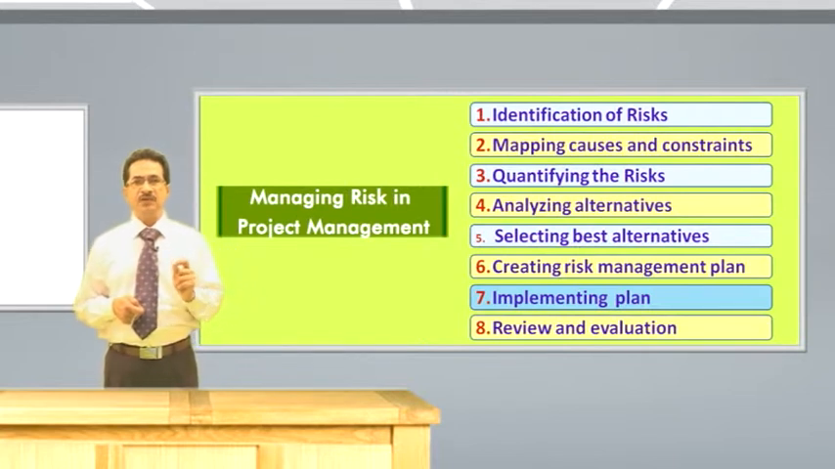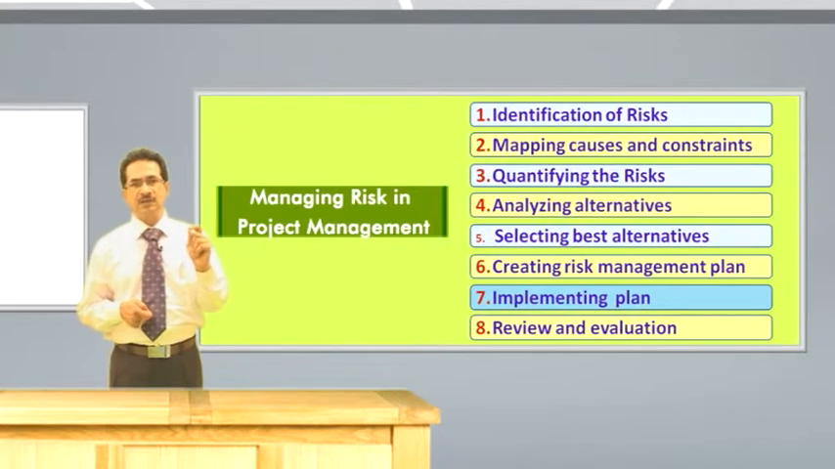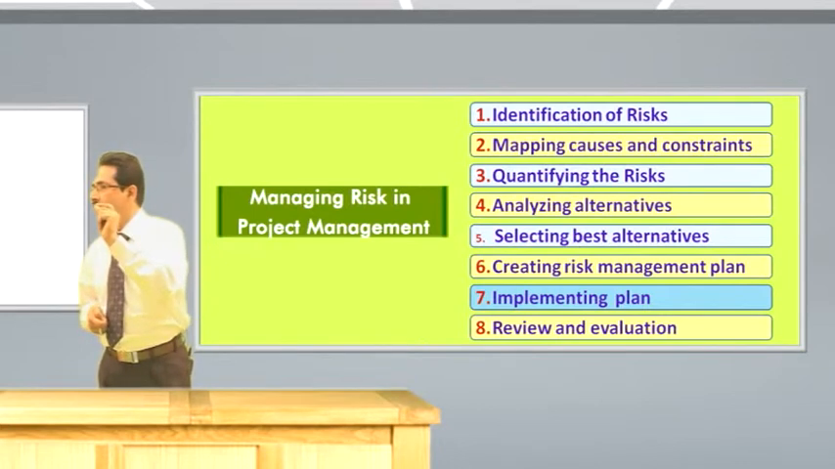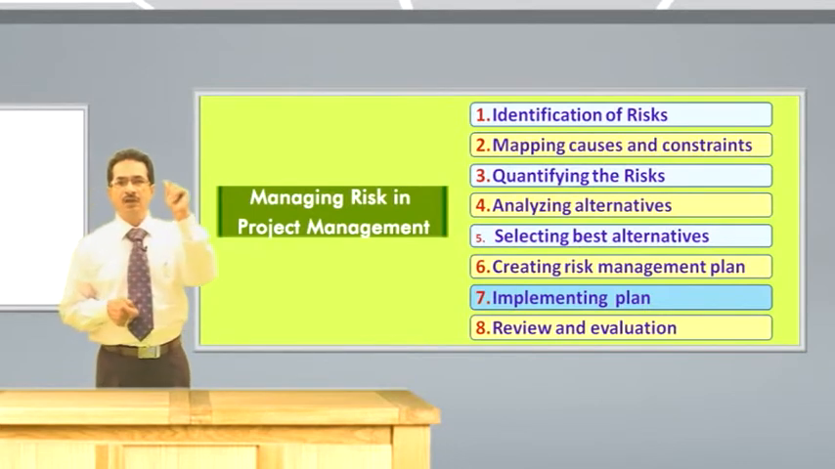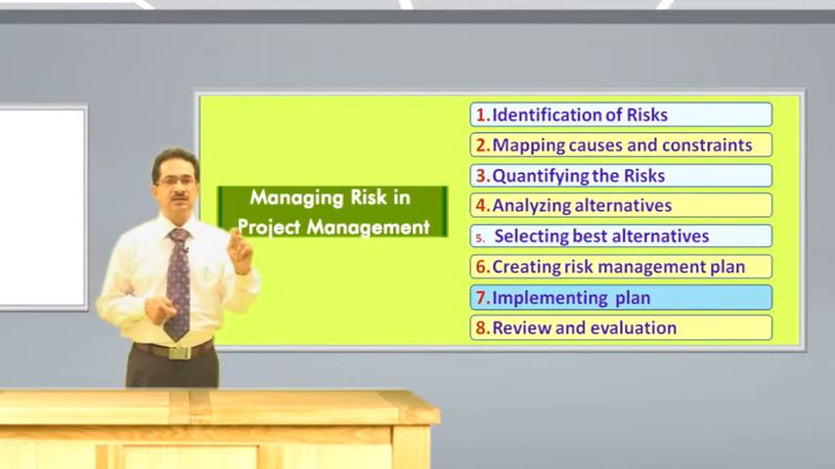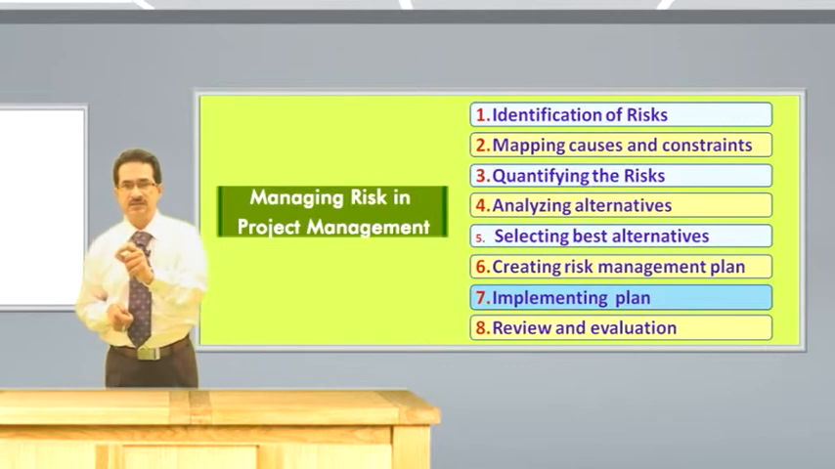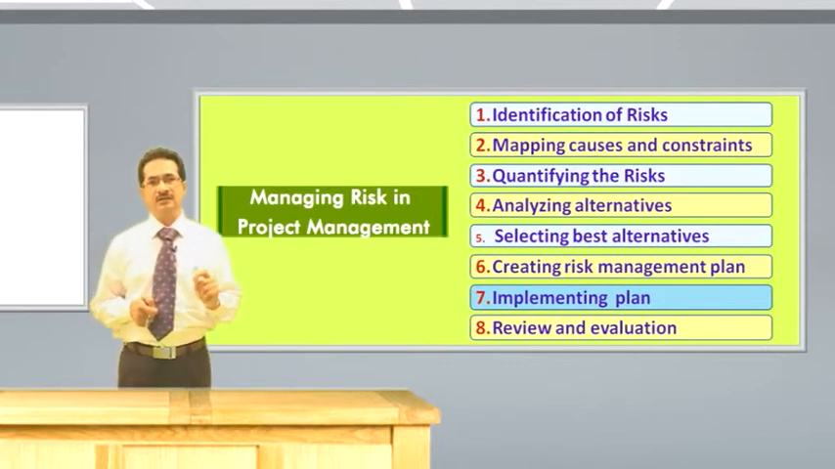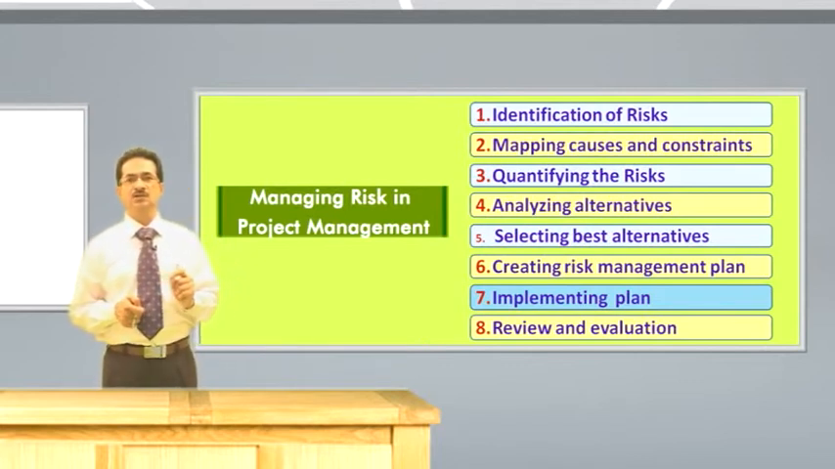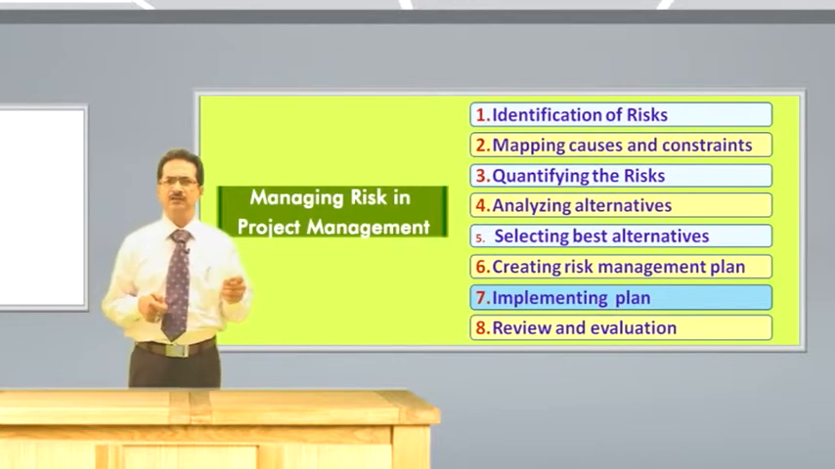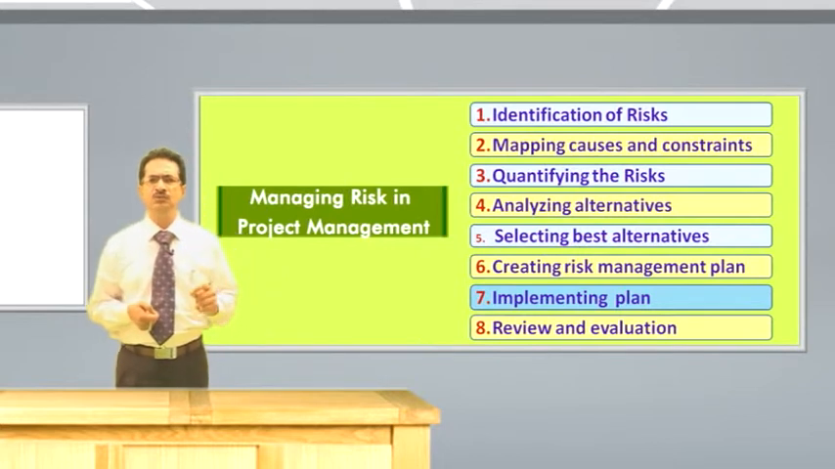The fifth step is selecting the best alternative, and here 2 things have to be kept in mind: feasibilities relating to finance, and feasibilities relating to production, feasibilities relating to conditions. Another criterion we have to take into account is cost effectiveness, and for bigger projects again, for selecting best alternatives, analytical tools are applied.